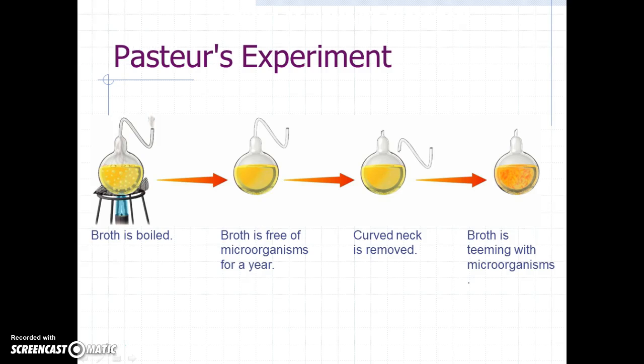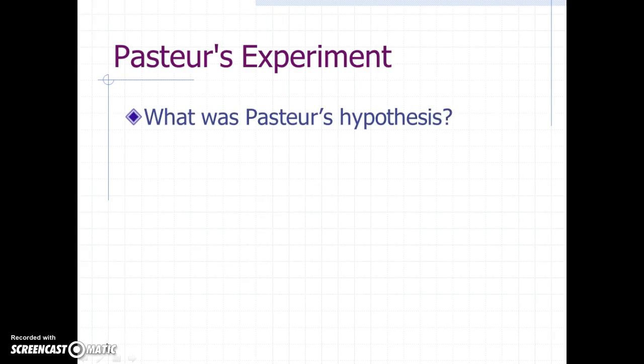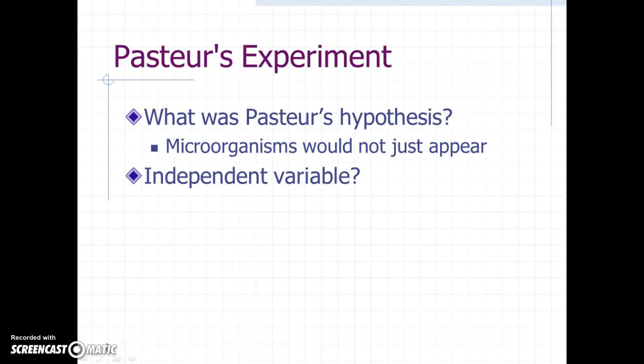And it was free from microorganisms for a year. But then the moment he snapped off the curved neck, bacteria got in, and this caused the broth to become very cloudy. Now you can see that because of the curved neck, there was plenty of air getting in, but the bacteria couldn't because they would fall in from the air and be trapped in the neck. So his hypothesis was that the microorganisms weren't just going to appear out of nowhere, that they came from somewhere, in this case, the air.